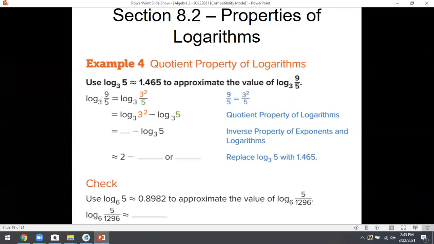Nice job. All right, here's another one. Let's try this thing out. Ready? It looks scarier. It's got a fraction. Actually, fractions aren't bad with logs. I know how much you guys hate fractions, but that's okay. So write down the problem at the very top. This one's telling you that if log base 3 of 5 is approximately 1.465, try to find log base 3 of 9/5.